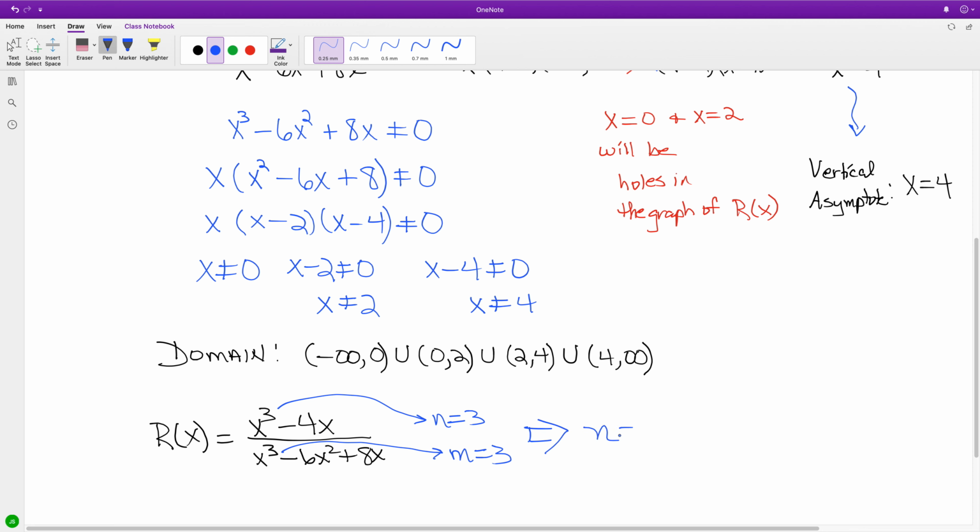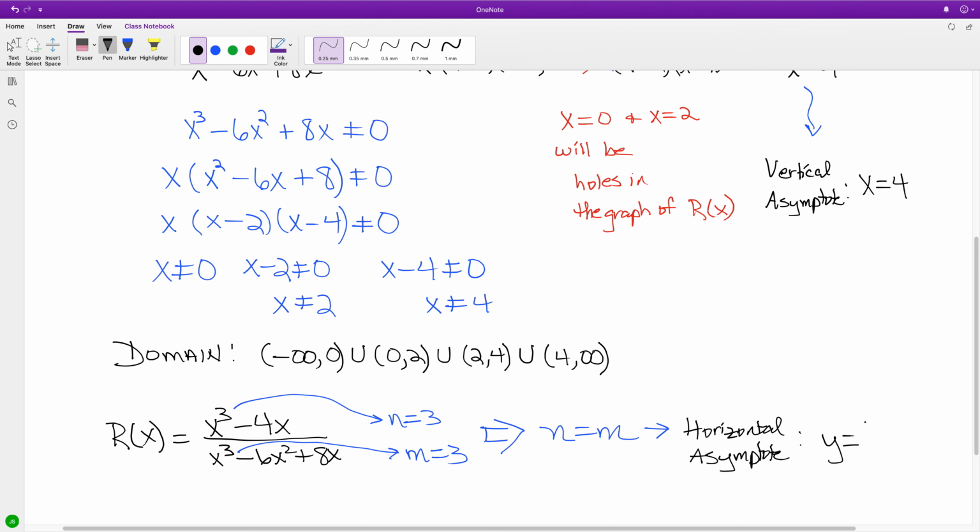So we have that n is equal to m, and what this signals is that there will be a horizontal asymptote, and this will be a constant that comes from taking the ratio of the highest order terms. So for the horizontal asymptote, we have y is equal to x cubed over x cubed, which is equal to 1.